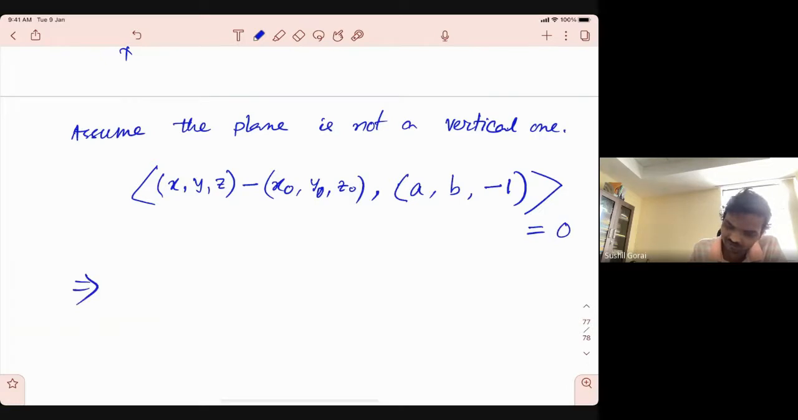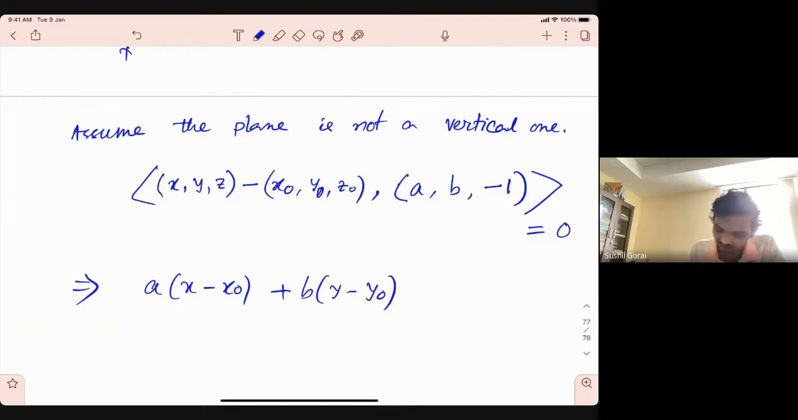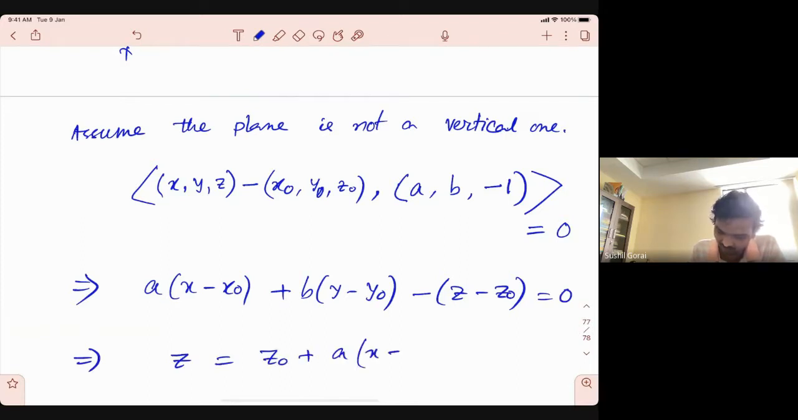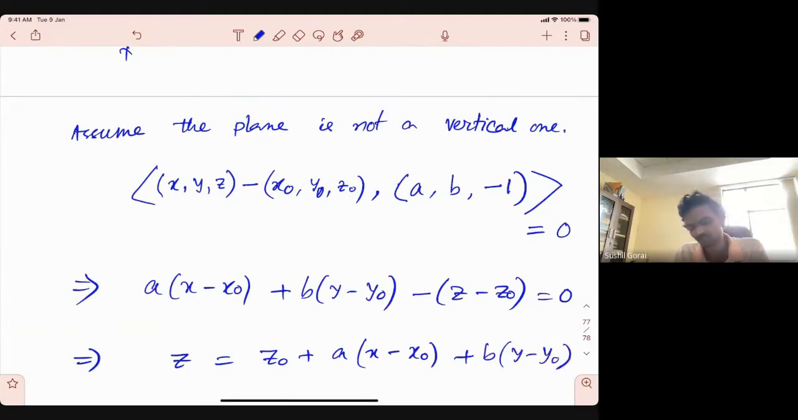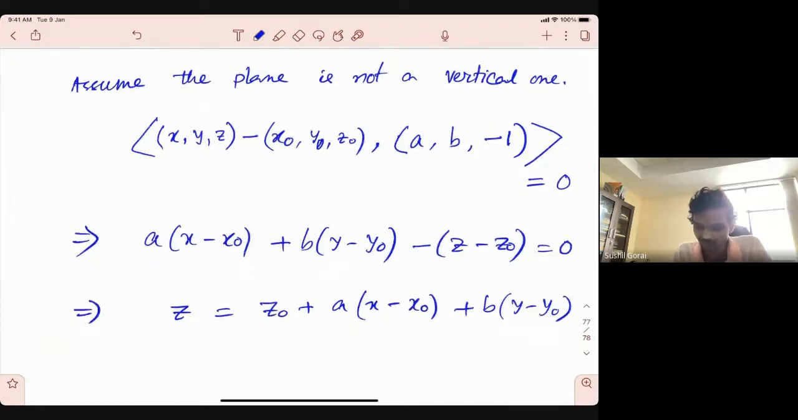So this means a times x minus x naught plus b times y minus y naught. You can put c, doesn't matter. But here what I wanted to see is minus z naught equal to 0. So this implies z equals z naught plus a times x minus x naught plus b times y minus y naught. You can put c, doesn't matter here, but then it must pass through x naught, y naught, z naught.